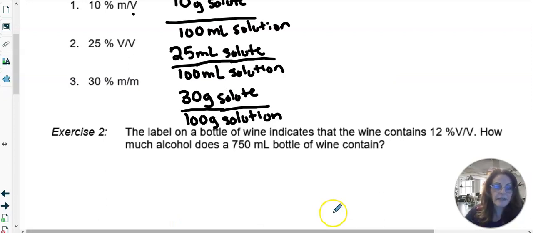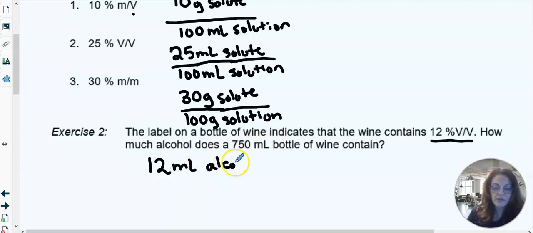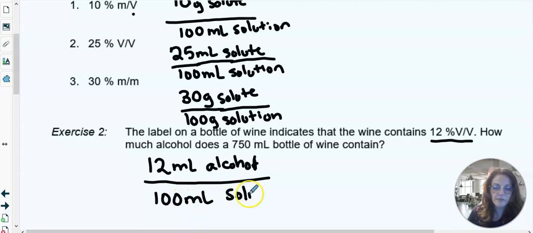And for this last question here, it says the label on a bottle of wine indicates that the wine contains 12% v/v. How much alcohol does a 750 milliliter bottle of wine contain? So automatically when you see this 12%, I want you to create the fraction. Write it down the way we did here. So 12% means 12 milliliters. In this situation, it's alcohol. That's my solute, alcohol. So you got to really recognize where is the solute. And it's a percentage. So 12 milliliter over 100 milliliter. And that's your total. Don't forget, the bottom's always the total.